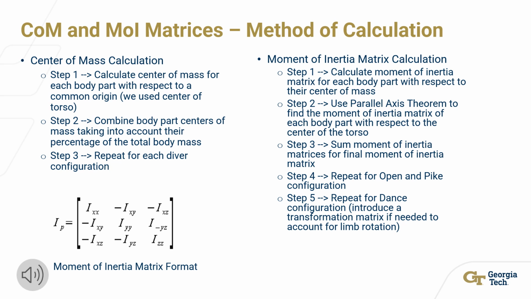The first step to calculate the moment of inertia matrix is to calculate the moment of inertia matrix for each body part with respect to their center of mass. The second step would be to use the parallel axis theorem to find the moment of inertia matrix for each body part with respect to our common origin, which is the center of the torso. The third step would be to sum the moment of inertia matrices for the final moment of inertia matrix. And finally, you'll want to repeat the previous steps for the open and pike configuration, as well as the dance configuration, and you may have to introduce a transformation matrix to account for the rotation of the limbs.